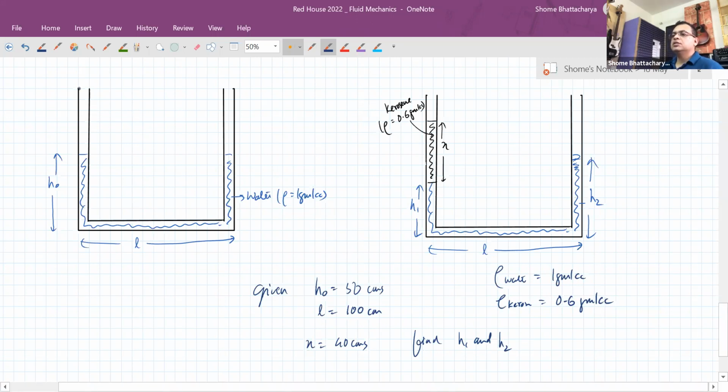So this is an open glass U tube, an open glass tube which is bent into a U shape like this, of uniform cross section.